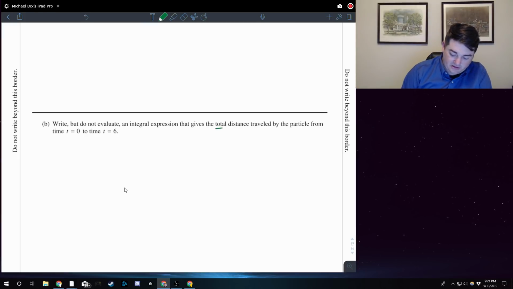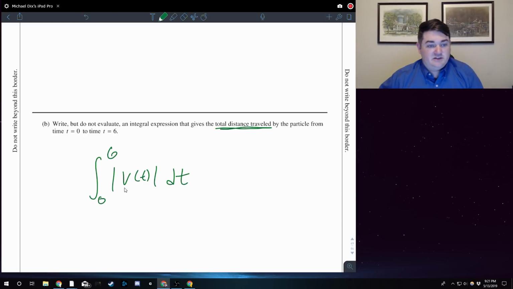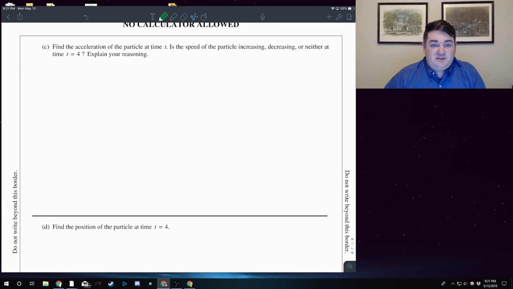Again, if you're in my class, formula chart all day, every day. Integral, absolute value of velocity, dt. That's like the easiest point ever. C, find acceleration at time t. So you're going to take the derivative of the velocity. Is the speed increasing, decreasing, or neither?